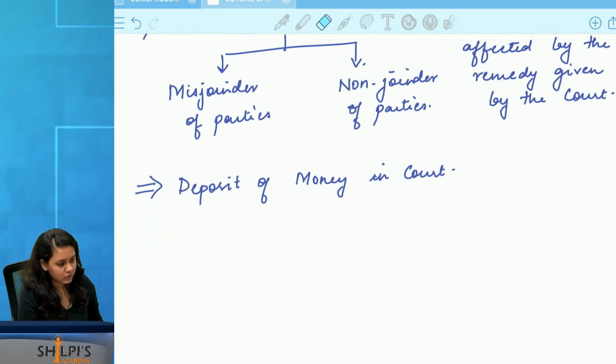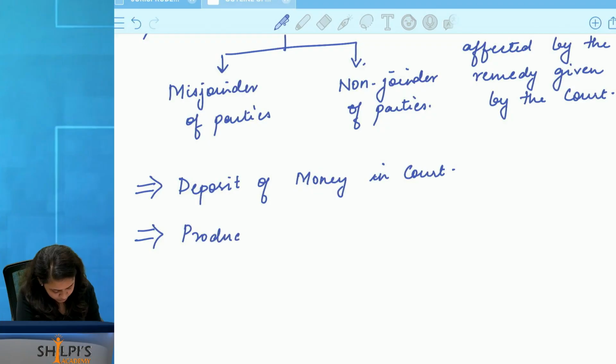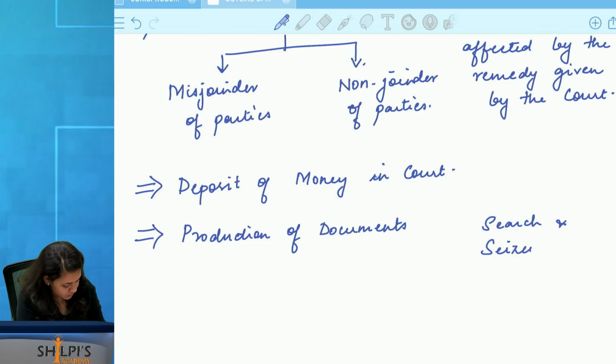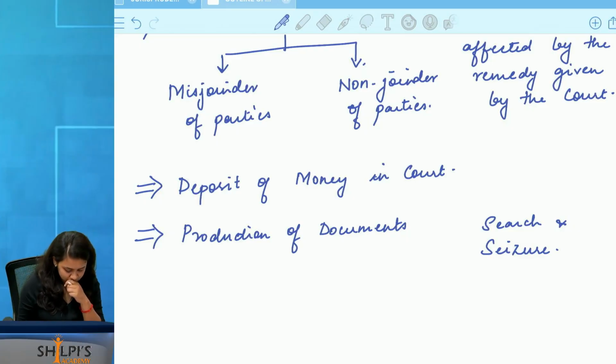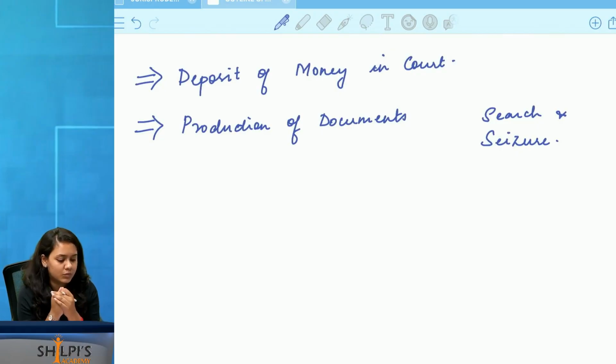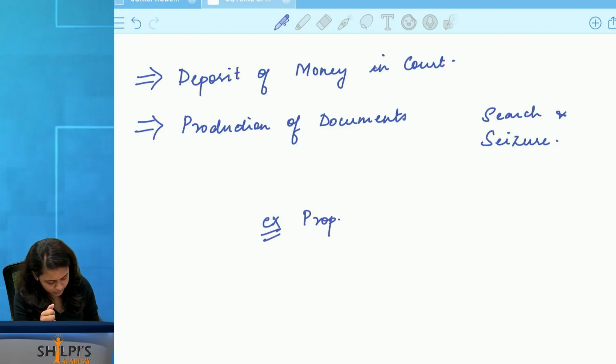Apart from deposit of money in a court of law, we are going to be studying a concept which is known as production of documents. Okay, before I go into this topic, I'm again going to give you a fresh example. This example relates to a property dispute.